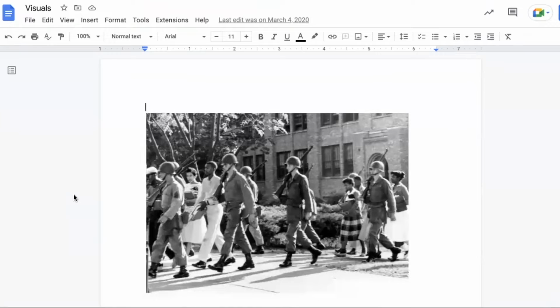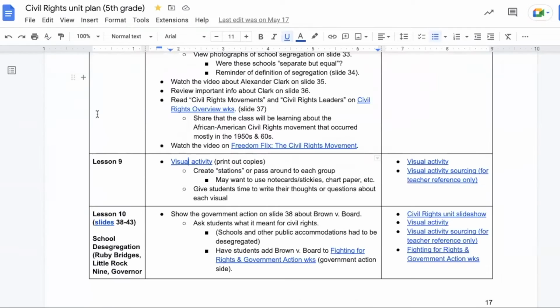In Lesson 9, students will look at different visuals of events in the civil rights movement. Probably the best strategy for having students look at these visuals is to create stations around the room. You could also make a packet for each group and have them go through each one in small groups.